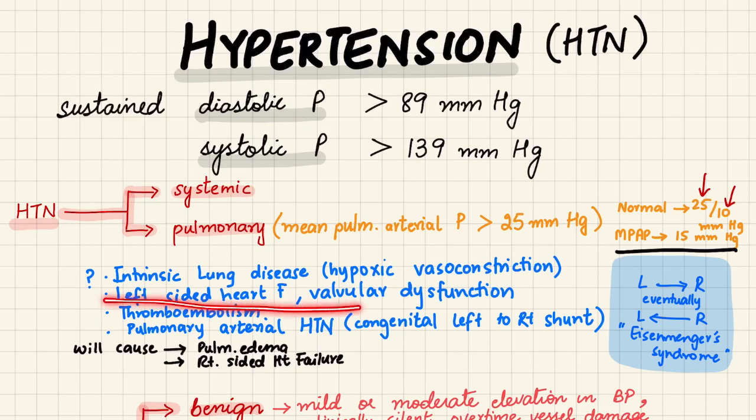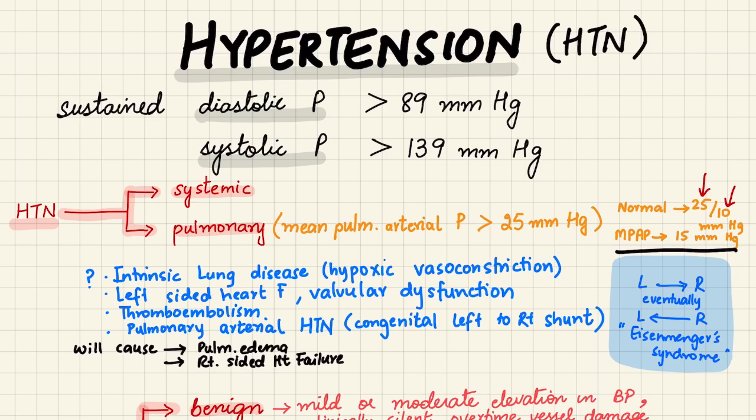Secondly, we can have left-sided heart failure or valvular dysfunction. Think about this for a second: if there is left-sided heart failure or valvular dysfunction, and for some reason the blood cannot get out of the left side of the heart, where will it go and pool? Of course, in the pulmonary circulation. So that is going to cause increased blood volume and thus increased blood pressure. Next, we can have thromboembolism. They can be intrinsic to the pulmonary circulation, and they can come from anywhere else as well, and thus the same arterial obstruction and increased resistance is going to cause increased blood pressure.